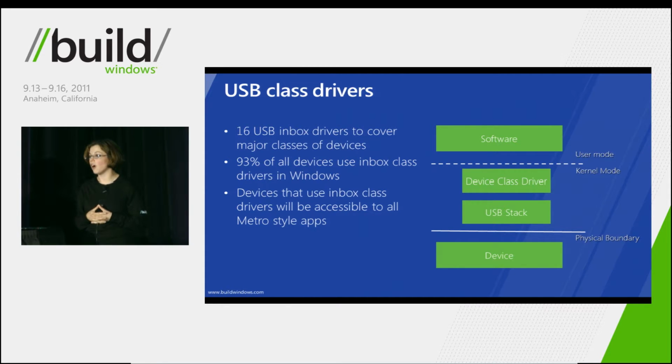In Windows 8, we offer 16 inbox class drivers to cover major scenarios. So for example, printer, we've got mice, keyboard, storage, and so on. It looks like, based on our Windows 7 telemetry data, that many people don't like writing kernel mode software. And so 93% of all devices actually use inbox class drivers. In Windows 8, all devices that use inbox class drivers will be accessible directly from the Metro-style application without any extra work required from your side.